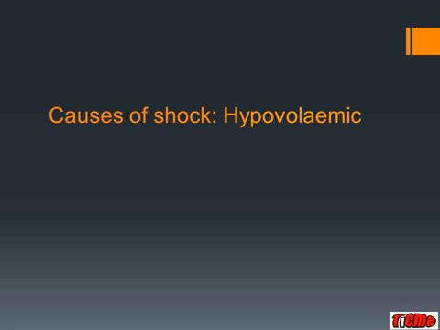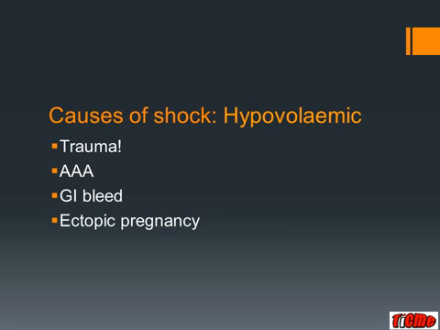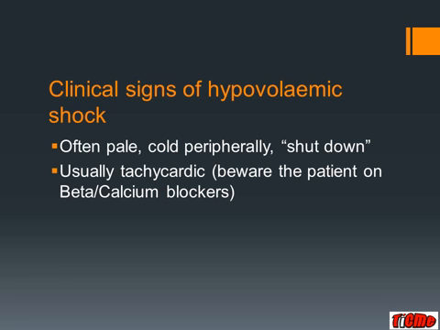So what about hypovolemic shock? Probably the most obvious subclassification of shock. Trauma being the obvious one, but also commonly in emergency departments, abdominal aortic aneurysm, GI bleeds, and ectopic pregnancies. If you ever find a shocked lady of childbearing age without an obvious cause, you should really assume ectopic until proven otherwise. So what are the clinical signs of hypovolemic shock?